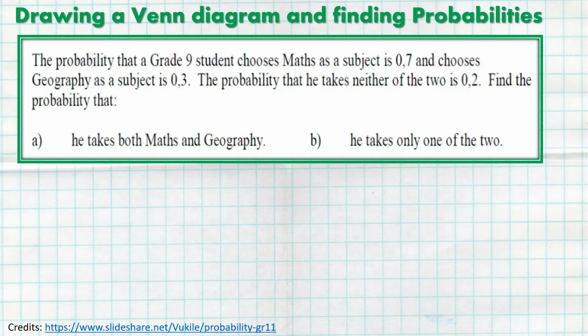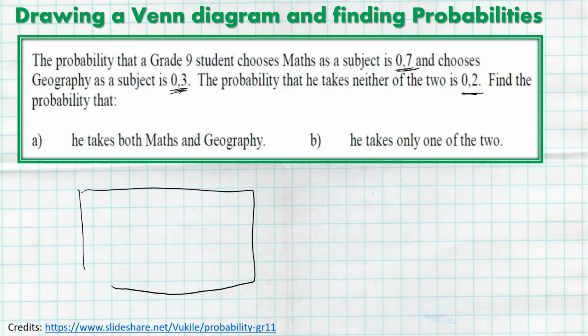They said the probability that a grade 9 student chooses maths as a subject is 0.7, right? And chooses geography as a subject is 0.3. Then the probability that he takes neither of the two is 0.2. Find the probability that A, he takes both maths and geography, B, he takes only one of the two. Okay, so you're given two events here, right? So in order to solve this, you can just quickly draw your Venn diagram. It will make things easier for you to be able to deduce these probabilities that they need.